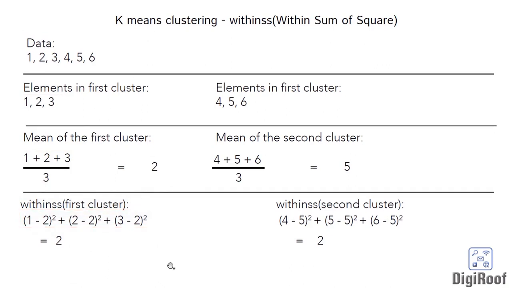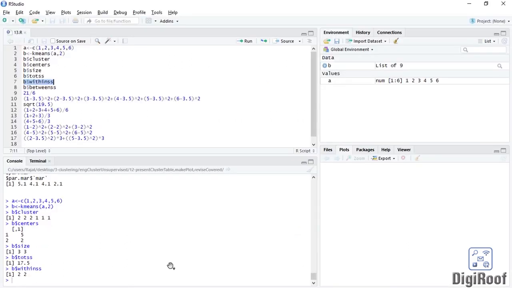In the same manner, to get the value of within sum of square for the second cluster, each element of the second cluster is subtracted with the mean of the second cluster, that is 5. The squares of these differences are added to get a value of 2. Needless to say, there would be as many values of within sum of square as the number of clusters. For example, since we asked the kmeans function to make 2 clusters, we are getting 2 values of within sum of square.